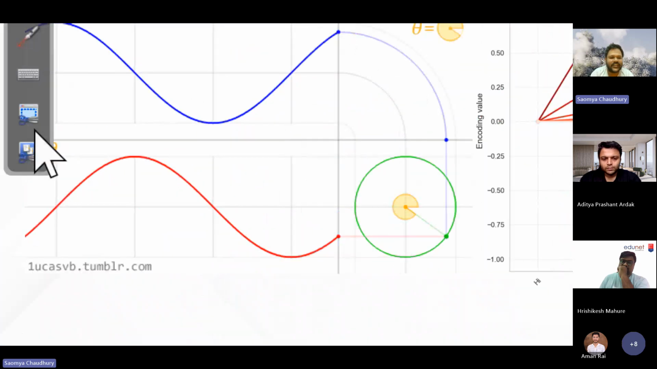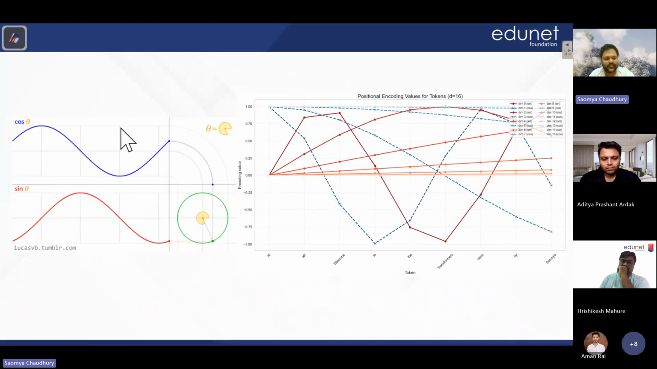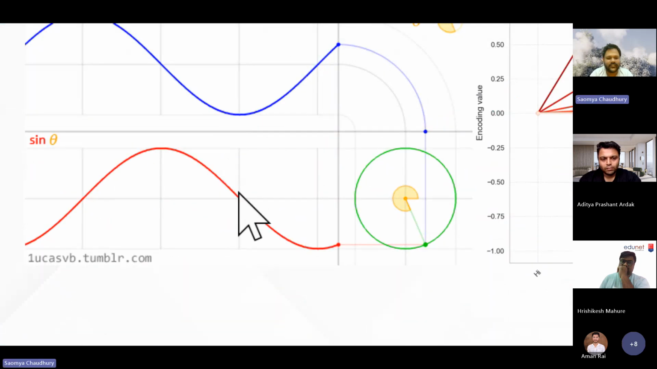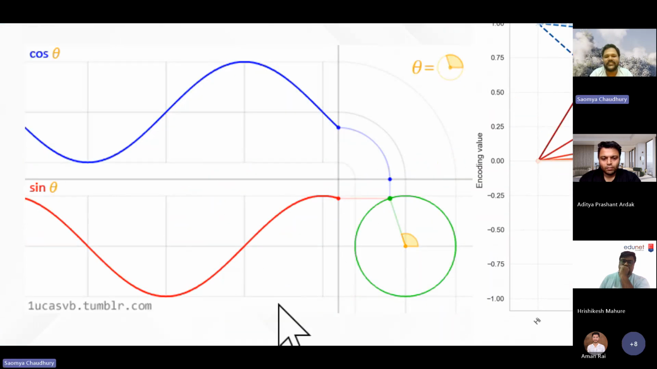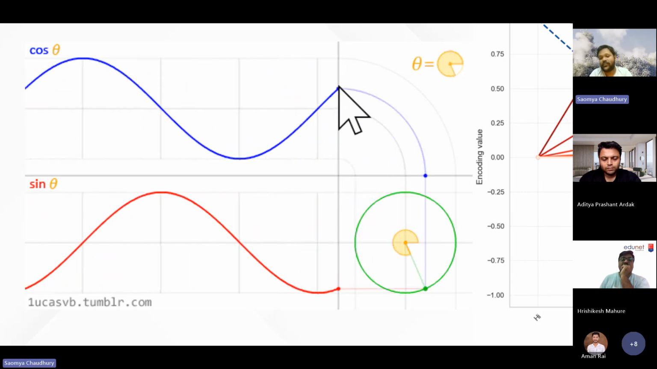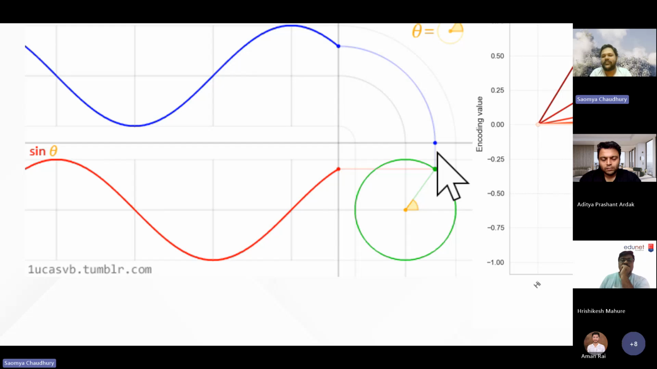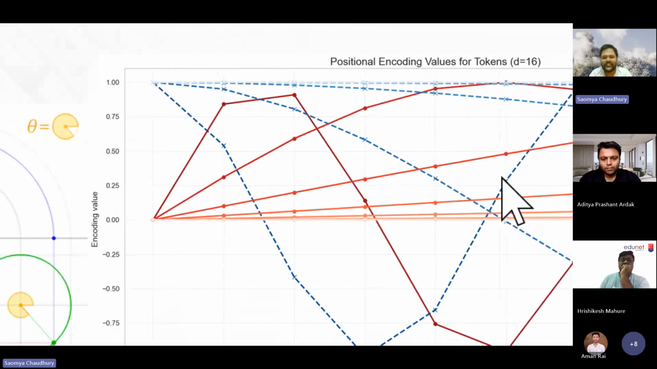Here on the left-hand side, you can see the phase diagram, right? You have one phase for cos and one for sine, and you're representing it in the form of a circle. And guys, look at this, right?